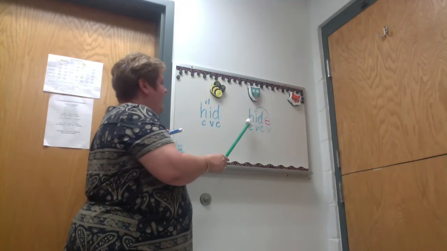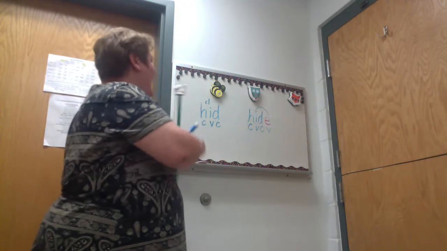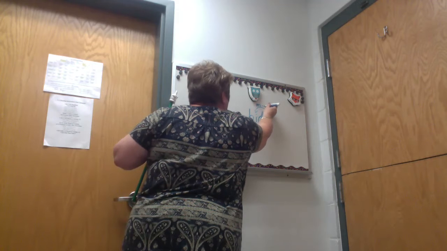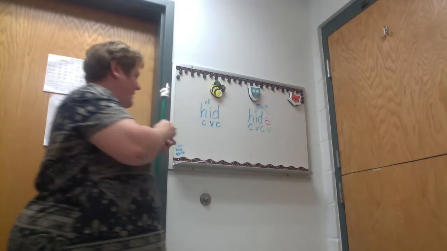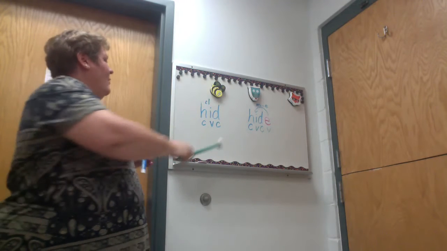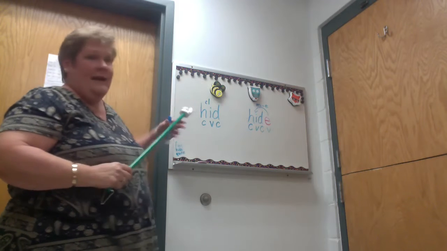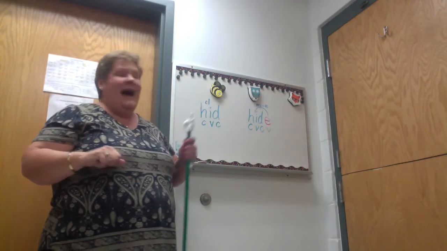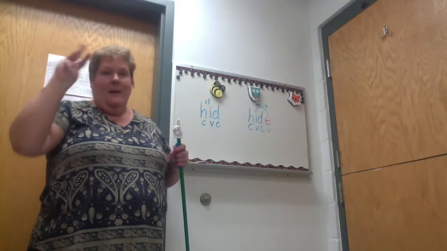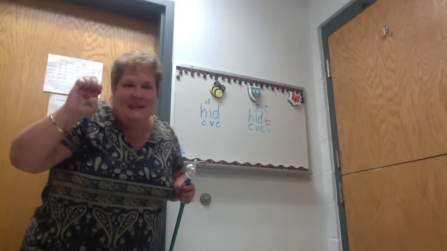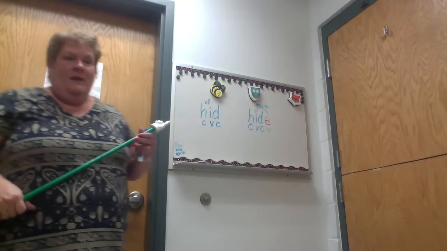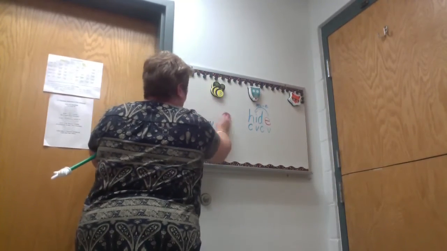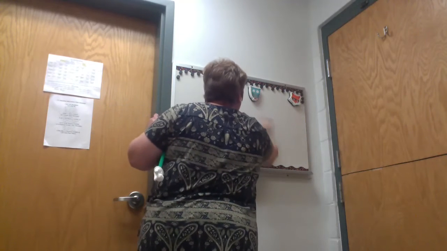Let's read it one more time. I'd, hide. So we're going to label that syllable M-E for a magic E syllable type. So our first word, hid, was what kind of word? A closed syllable. Good. And our second word, hide, what syllable type is that? Magic E. Okay, boys and girls, we're going to do one more word. Actually, two more words. Sorry.